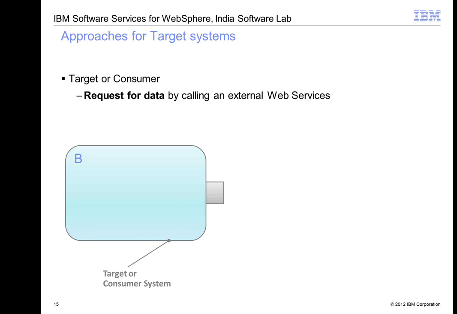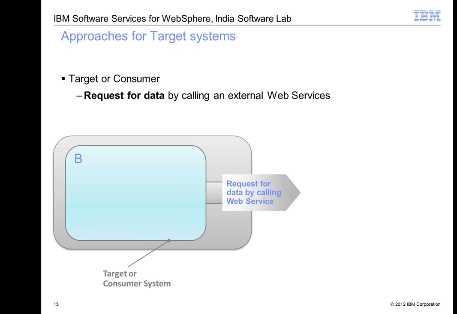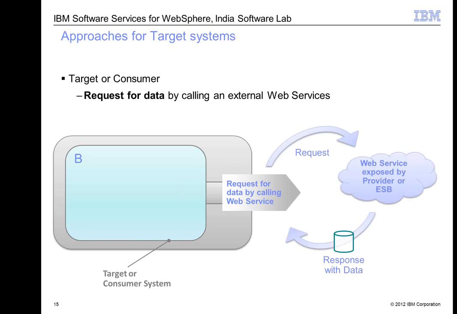So in this case, again, system B is the target or consumer. It requires some information which is available outside, so it's going to ask for it by calling the web service, which will give the information. And this web service could be exposed by the service provider or the enterprise service bus. As you can see, as part of the request, it is just a request for getting the data, and as part of the response, you have all the data that you were looking for.